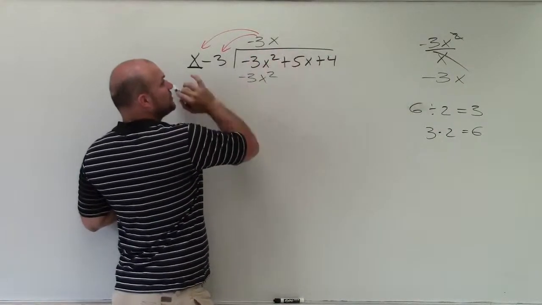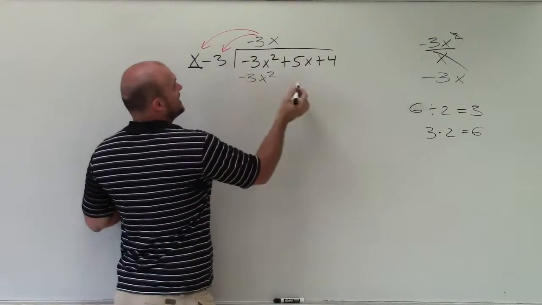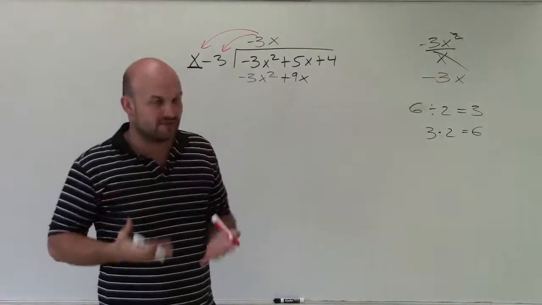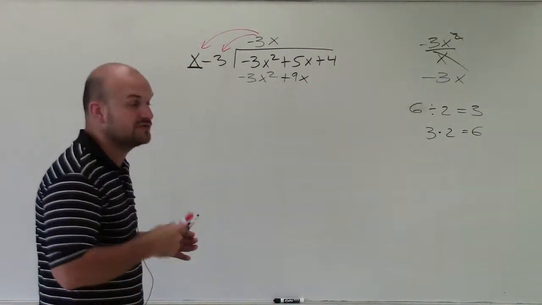But then I have to make sure I multiply by both terms. So negative 3x times negative 3 is going to give you a positive 9x. Now, this is where it gets very confusing for a lot of students, so that's why I'm going to use a red marker.